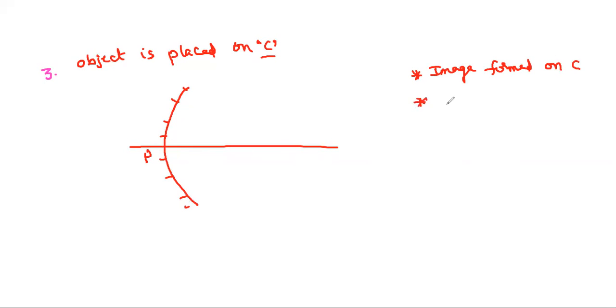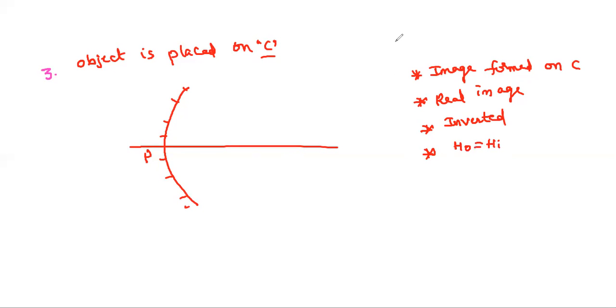To save time, I am telling this kind of logic. Clear children? So in the examination you won't get much time to draw the ray diagram. So whenever you get the question in the examination, please try to draw as early as possible and save the time. So when you place the object on C, you will get the image also on C, and it is a real image, and moreover a real image is always inverted. And coming to the height, the height of the object will be equal to the height of the image.